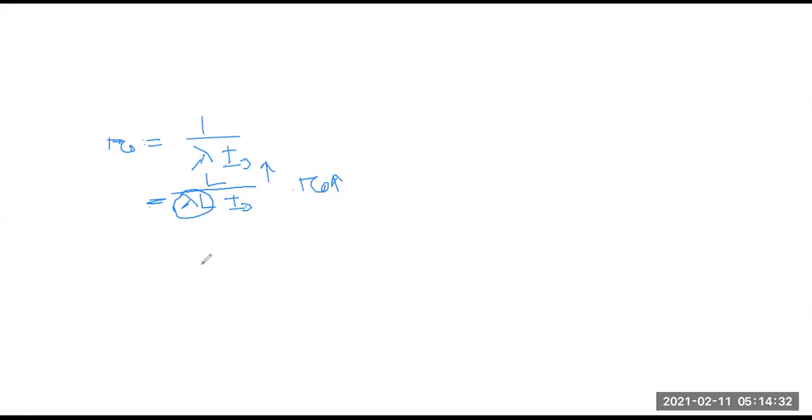And another formula you can also see in the textbook, that is 1 by lambda ID, and 1 by lambda is nothing but VA. VA is nothing but the early voltage of the transistor. If the early voltage is more, then the output resistance will be more. So let us see what the early voltage is.